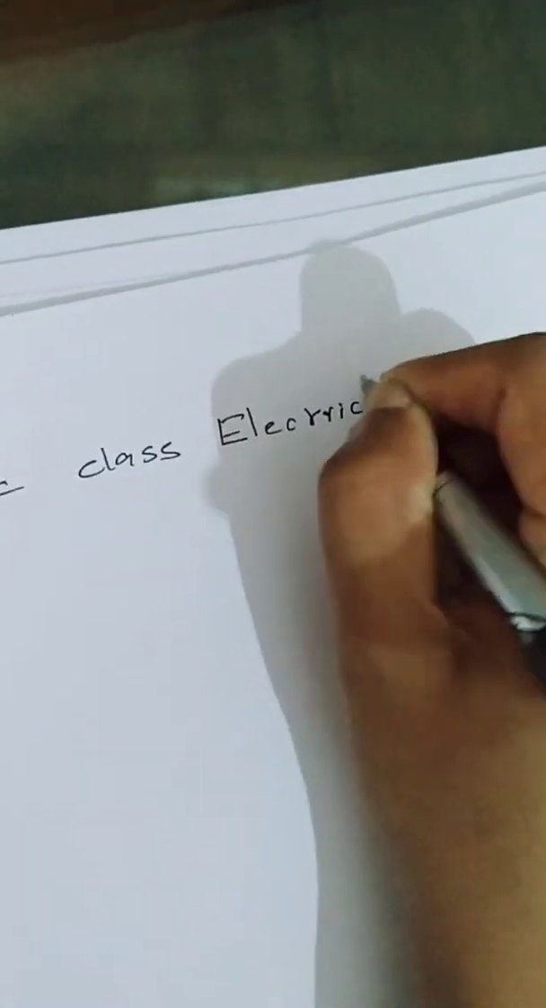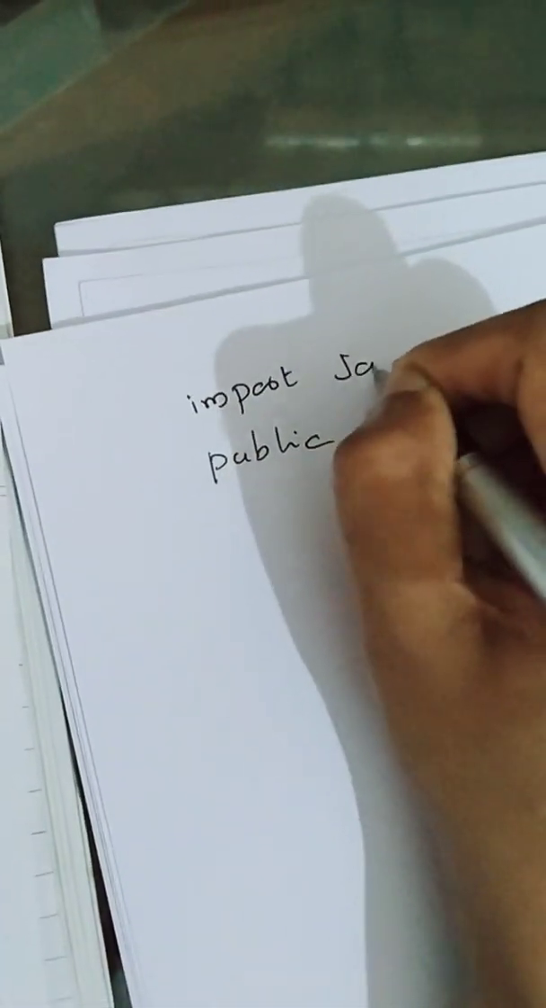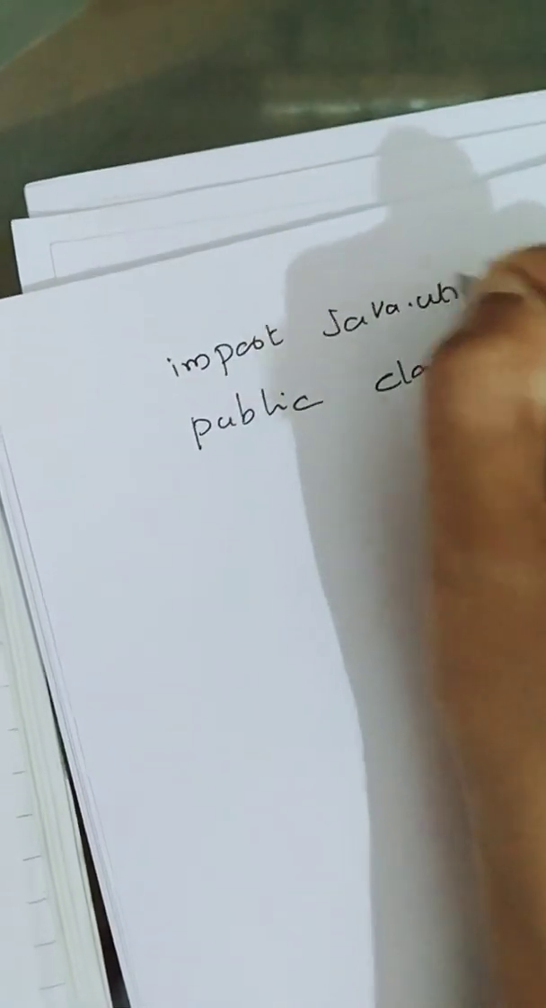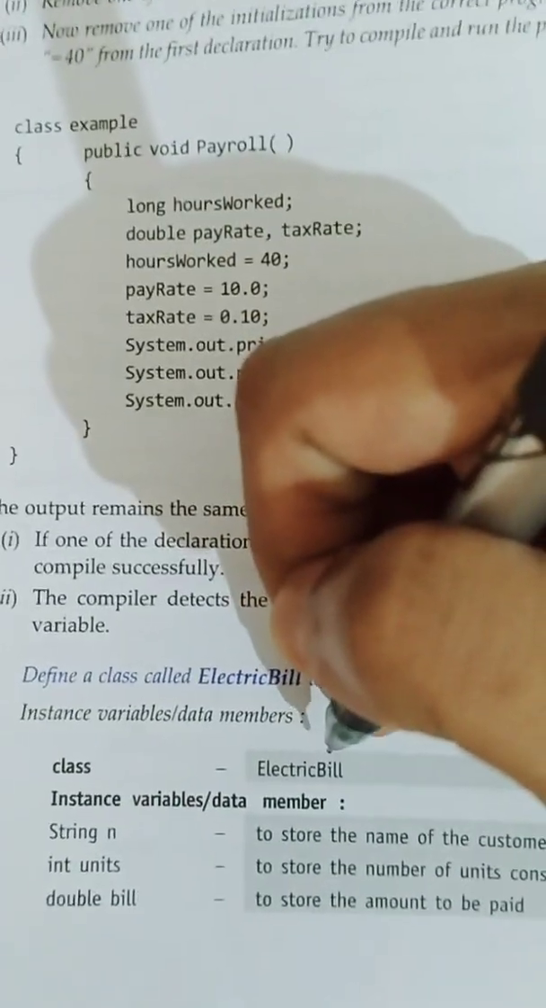While writing this, you have to write public class electric bill. I am importing the package, import java.util.Scanner, because we are going to write with Scanner. Now, what are the other things? Your class name is electric bill.